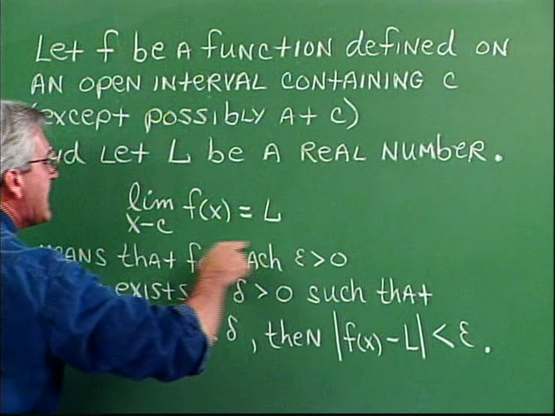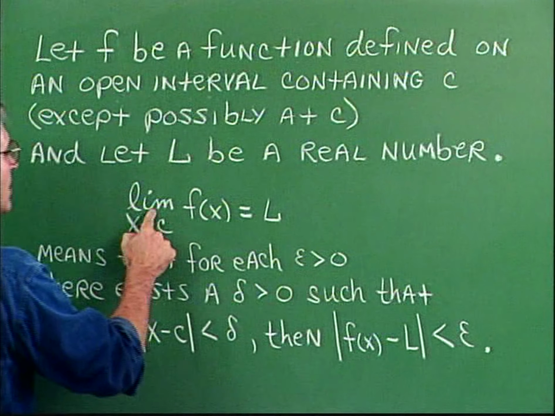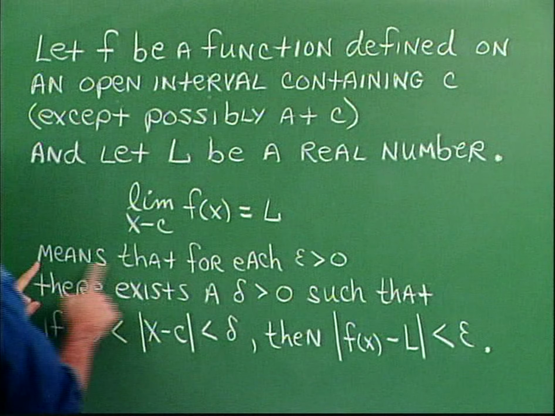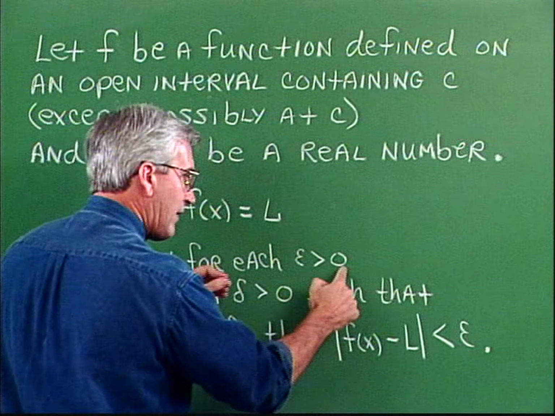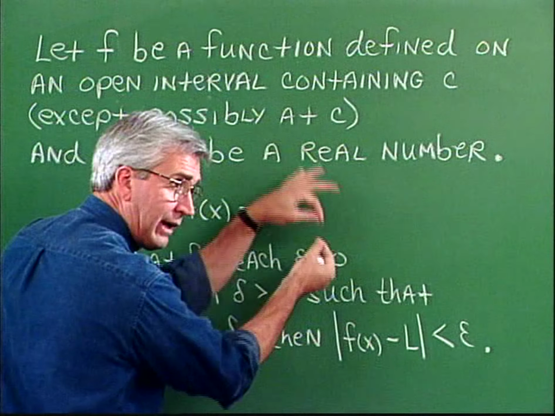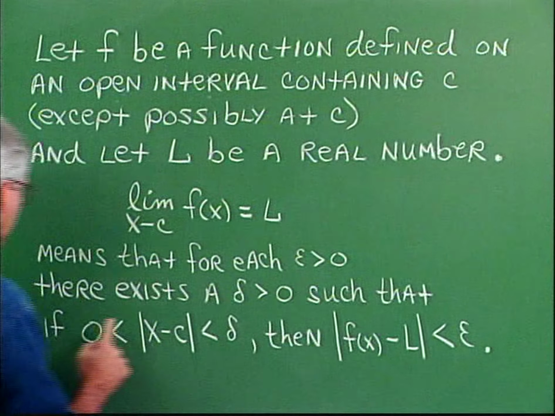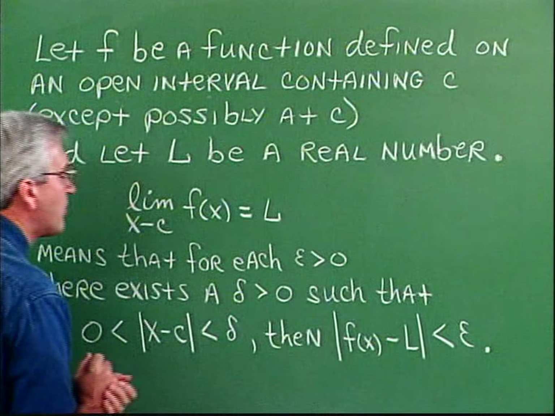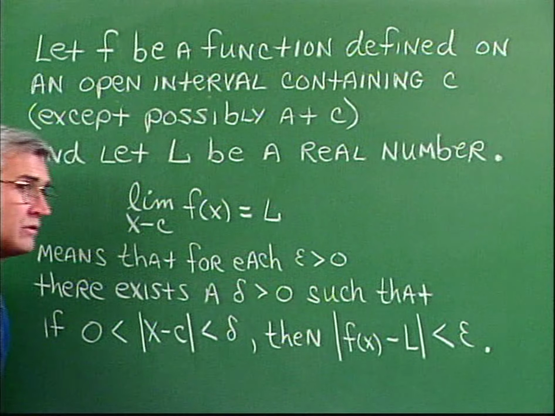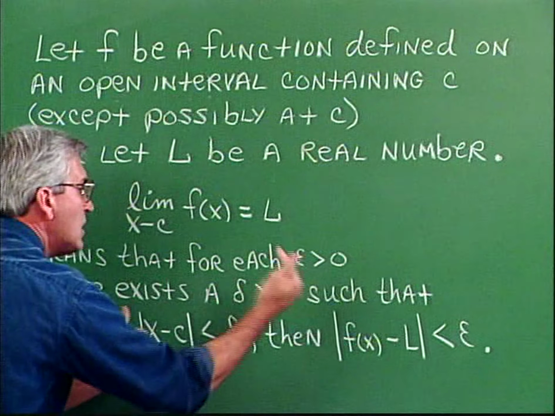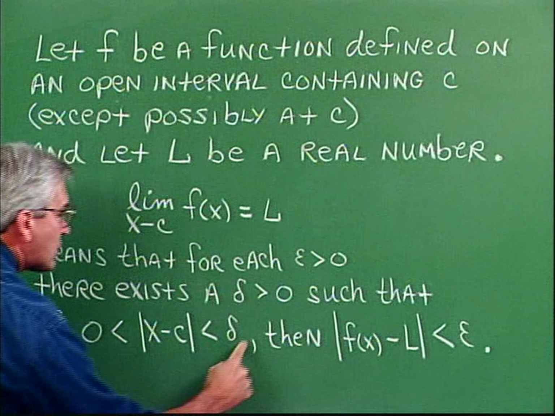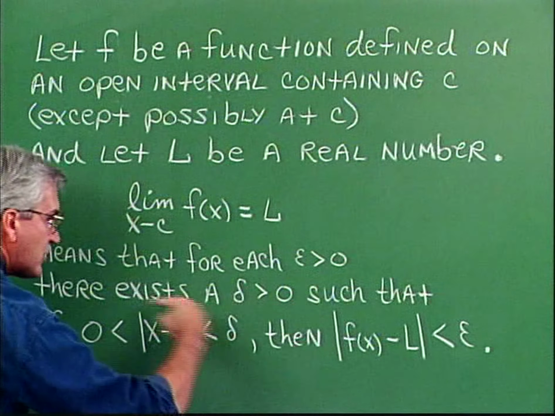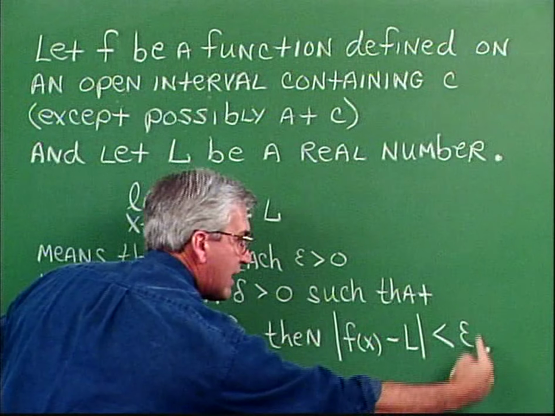we want to define the meaning of this idea: the limit of f of x as x approaches C is L. It means that for each epsilon greater than 0, vertical distance around L, there exists a delta greater than 0, delta distance around the target point C, such that we have this epsilon and delta, such that the x falls within the delta region.